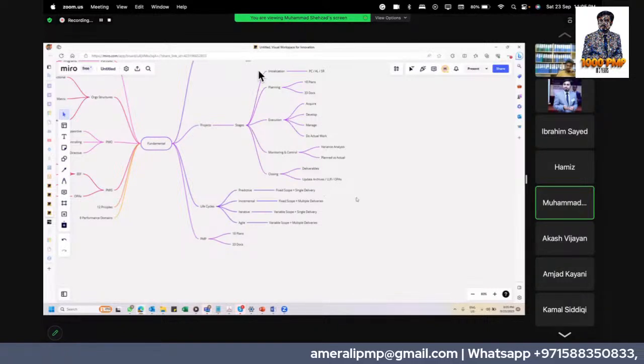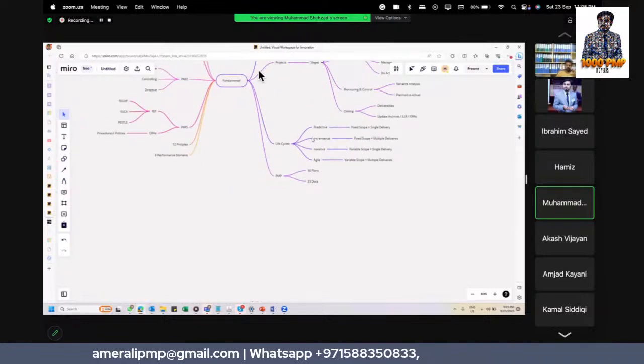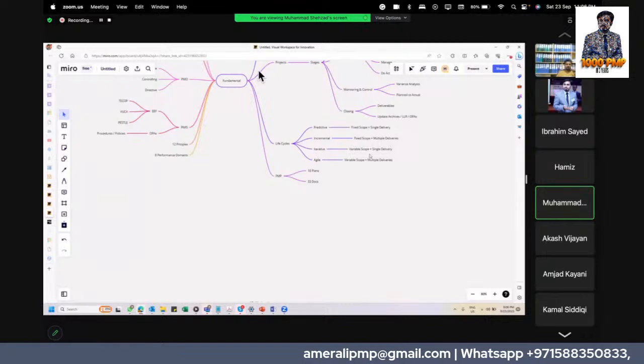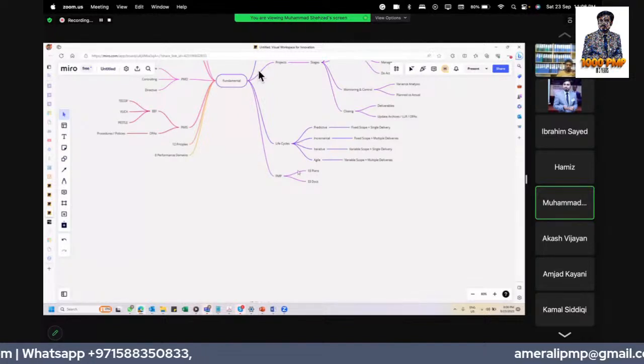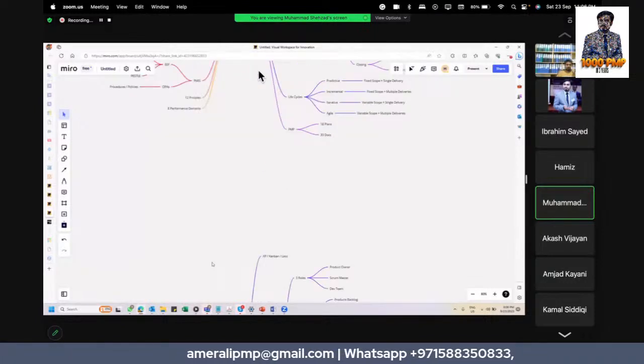Then we have different types of life cycles. Predictive: we have fixed scope, single delivery. Incremental: we have fixed scope, but multiple deliveries. In iterative, we have variable scope, but single delivery. In Agile, we have both variable scope as well as multiple deliveries. Then in the PMP, we have 18 plans and 33 documents. Let's go to Agile.